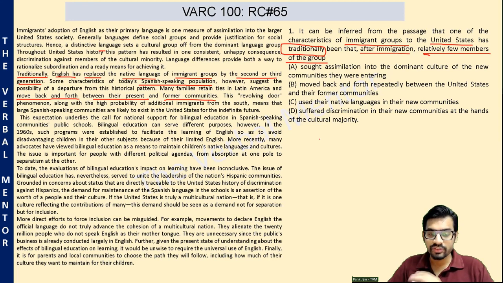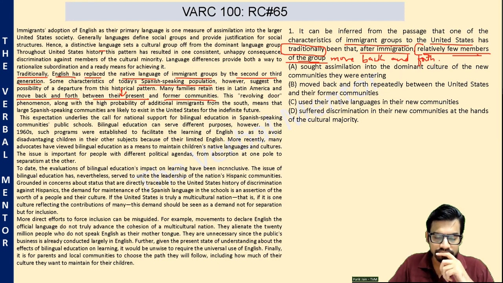What does that mean? If these communities are an exception, it means that members of other immigrant groups do not move back and forth repeatedly between the United States and their former communities. They do not do so. If this has been identified as the reason behind their ability to retain Spanish, it simply means that immigrants of other groups do not follow this pattern. Therefore, our answer should look like this: relatively few members of the group move back and forth. This should be our answer.